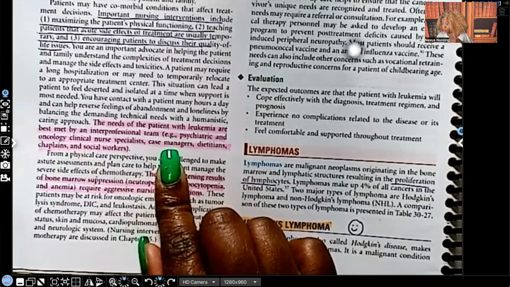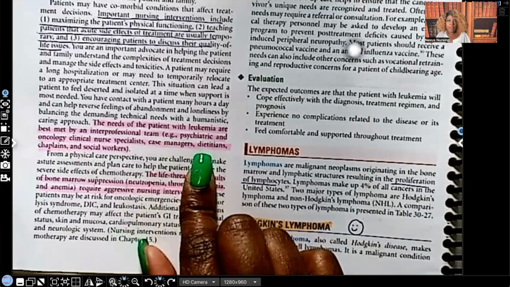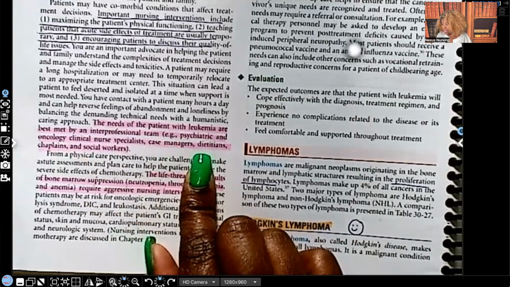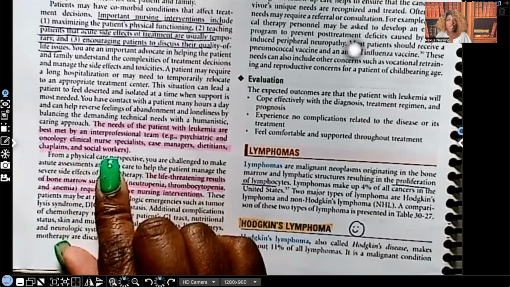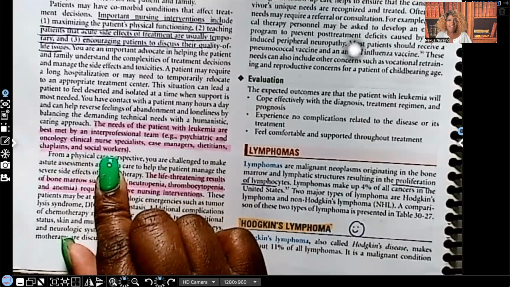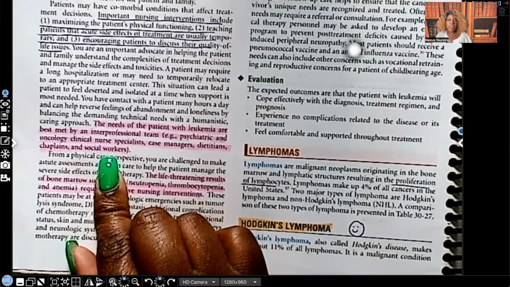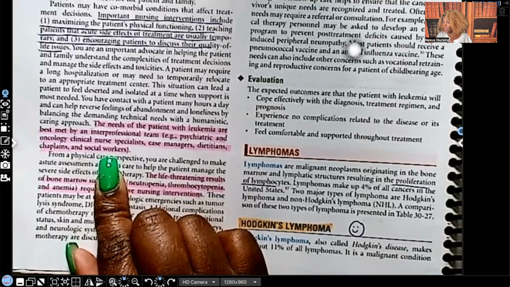Dietitian, and that's very important, especially, guys, because this patient is going to be on a special diet. Chaplain to meet those spiritual needs. Social workers to help that patient find resources in the community, specifically if there are financial deficits, because this is a very expensive disease to have. Chemo and radiation is not cheap. So there may be some financial constraints that the social worker can help the patient and the family with.